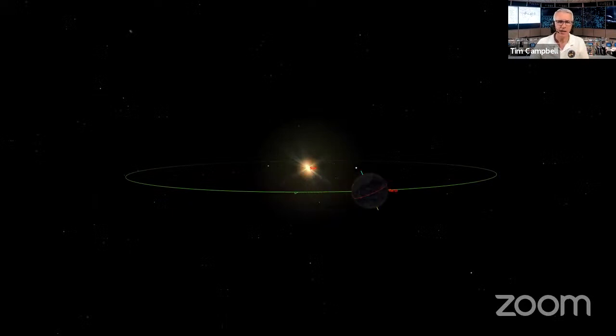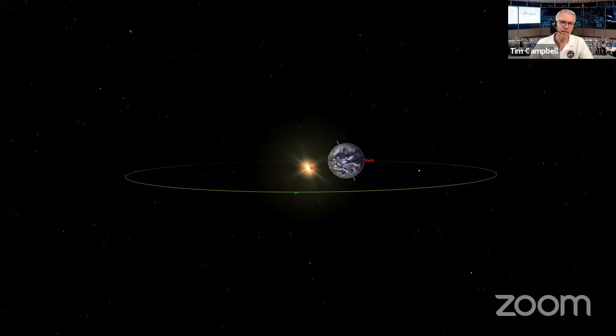So here's another simulation that asks, why do we have seasons? I've really sped up the Earth. I've also super enlarged it, so I've exaggerated the size of the Earth, and I've got the Earth moving around the sun in fast motion.